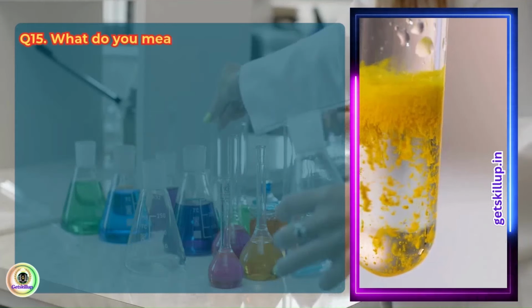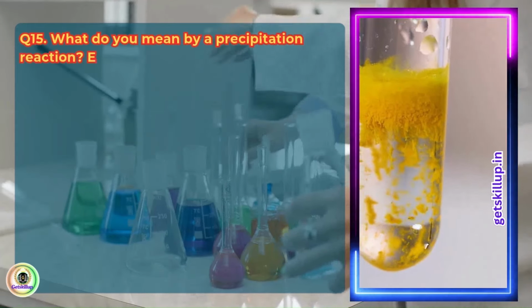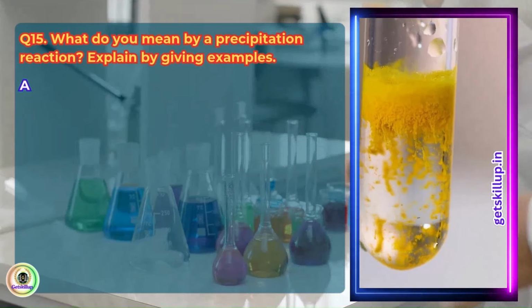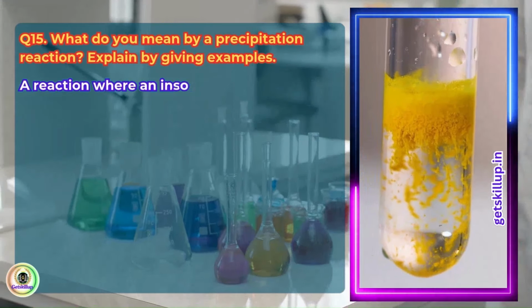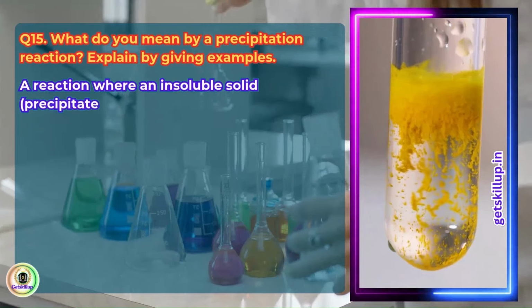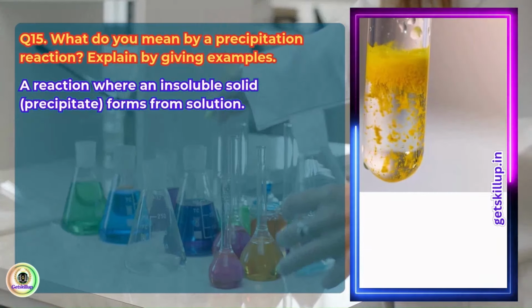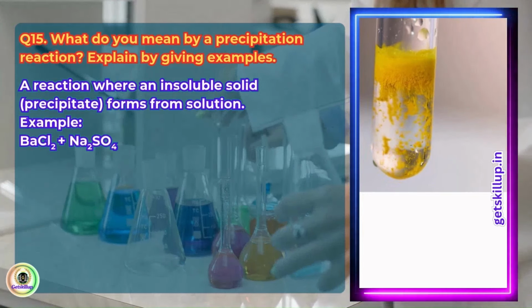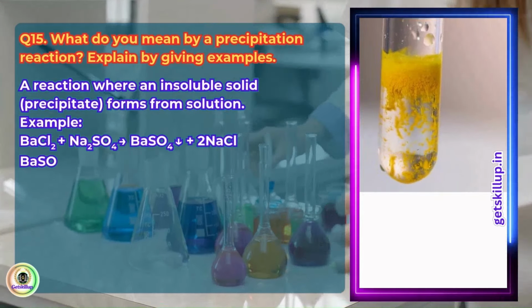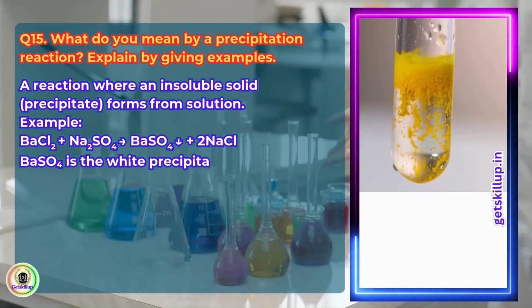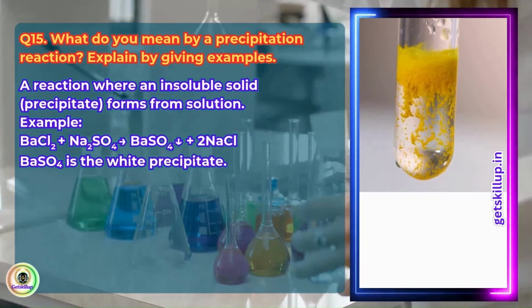What do you mean by a precipitation reaction? Explain by giving examples. A reaction where an insoluble solid precipitate forms from solution. Example, BaCl2 plus Na2SO4 gives rise to BaSO4 plus 2NaCl. BaSO4 is the white precipitate.